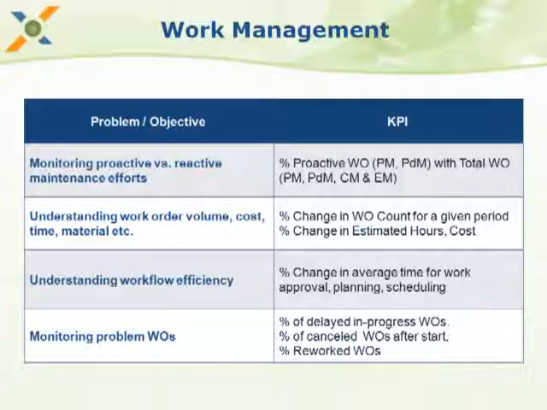Similarly, if we want to identify and monitor problematic work orders, we can create KPIs related to percentage of delayed in-progress work orders. These are the work orders which started but got delayed, and they are either in the wait stage or whatever the problem might be. So you want to know those things. So it's almost management by exception. So you want to identify these problem work orders which were started, and after it was started, it was canceled.